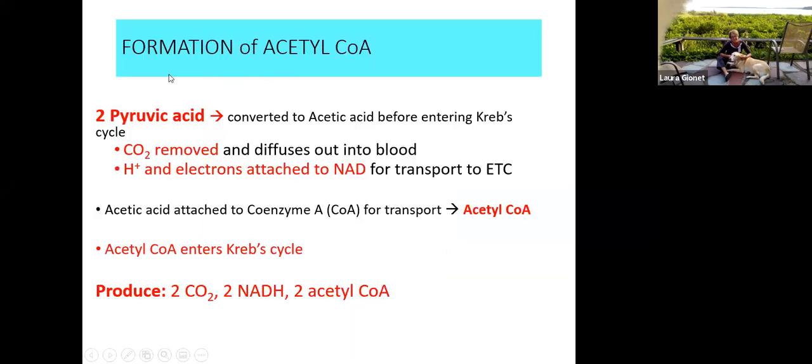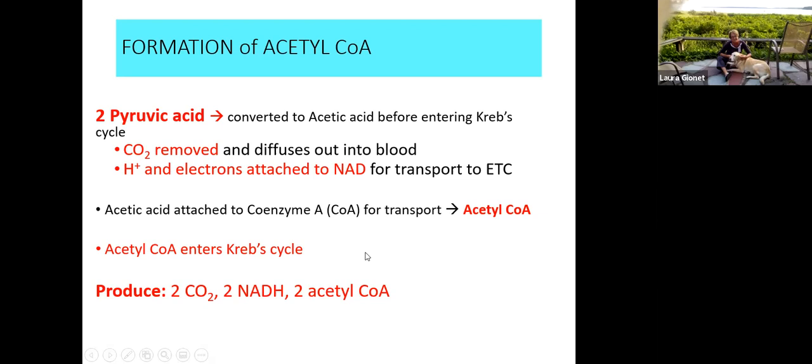All right. So now we go into the next phase, which is the formation of acetyl CoA. We start with 2 pyruvate molecules. It gets converted to acetic acid before entering the Krebs cycle. So what happens here? We remove a carbon dioxide. We're going to remove one of these carbons, and it's going to take some oxygen with it so that it travels as one molecule. Again, some hydrogens and electrons are going to be attached to an NAD to produce NADH. Thus, it's going to travel to the electron transport chain to the last phase.